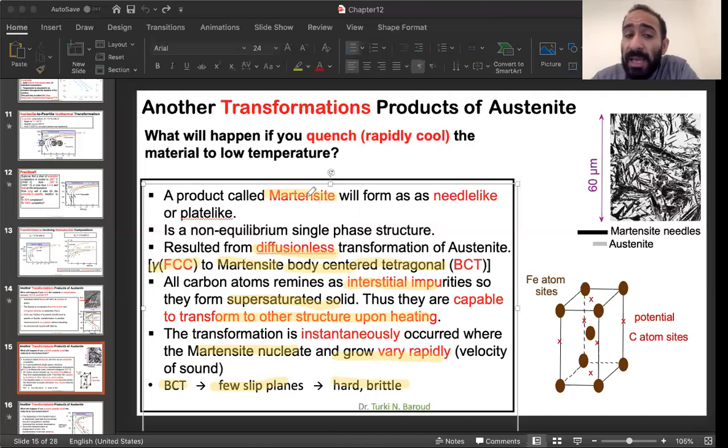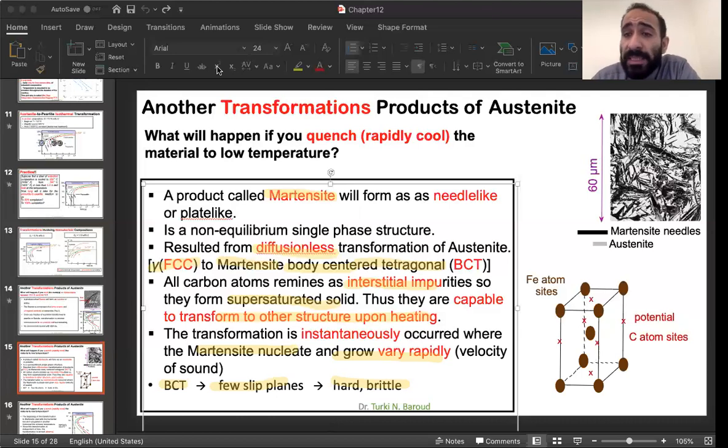Martensite is composed of a single phase. It is not composed of alpha and iron carbide. It's composed of a single phase, which is BCT, where the iron has a BCC structure, with iron located at the corners plus the center, and the carbon locked in the interstitial position between the iron.